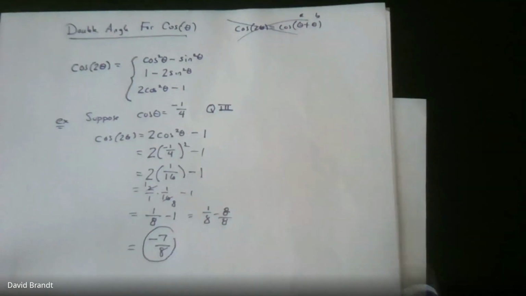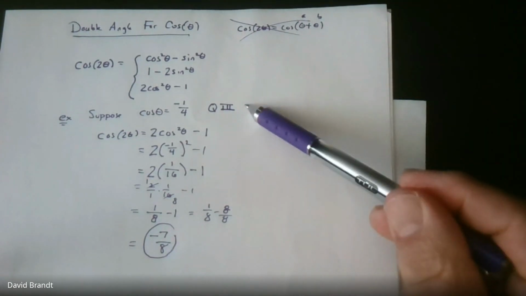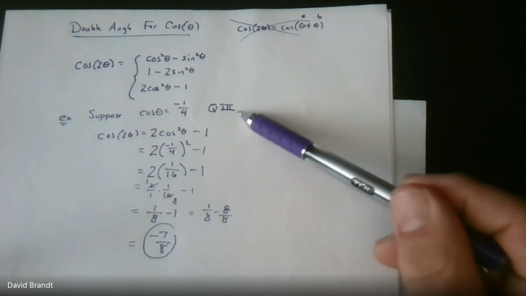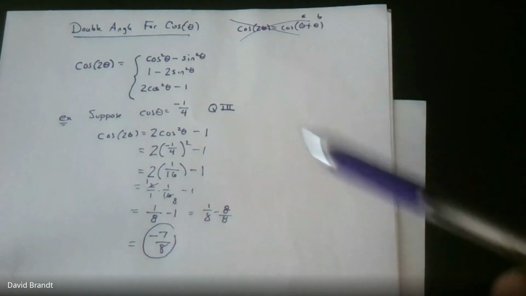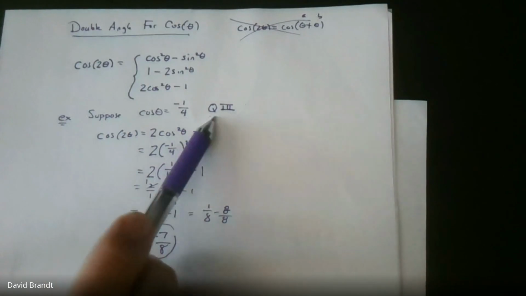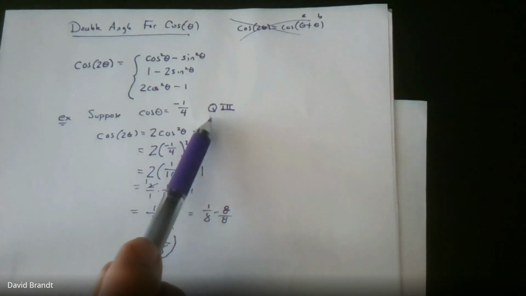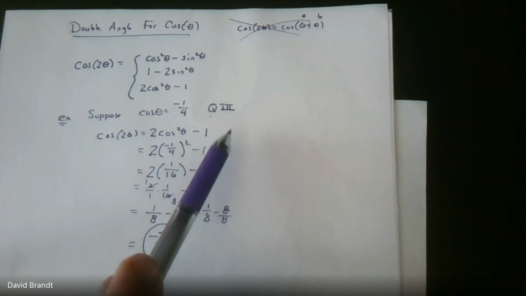And notice I never had to worry about what quadrant it's in. The reason is because I did not have to solve for sine, so I didn't have to worry about this at all. You would only use that if you decided that you wanted to solve for sine also. Then you would need that extra information, but you don't. All right, so let's do another one.